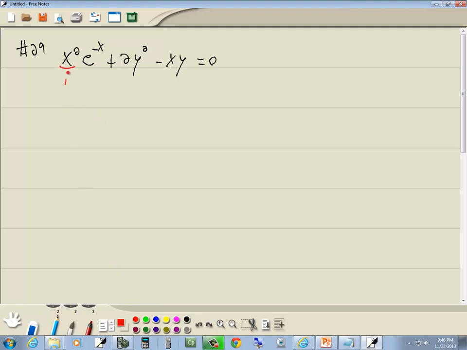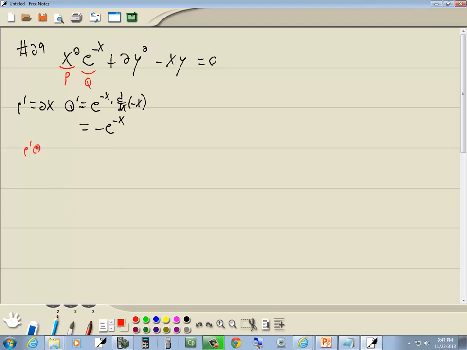Product rule. This would be my p and this would be my q. So we need p prime. P prime, the derivative of x squared, is 2x. We need q prime: the derivative of e to the negative x is e to the negative x times the derivative of the exponent. And the derivative of negative x is negative 1, so that's negative e to the negative x.